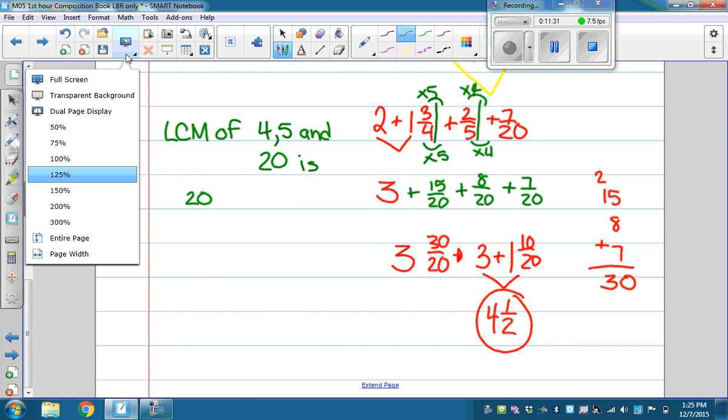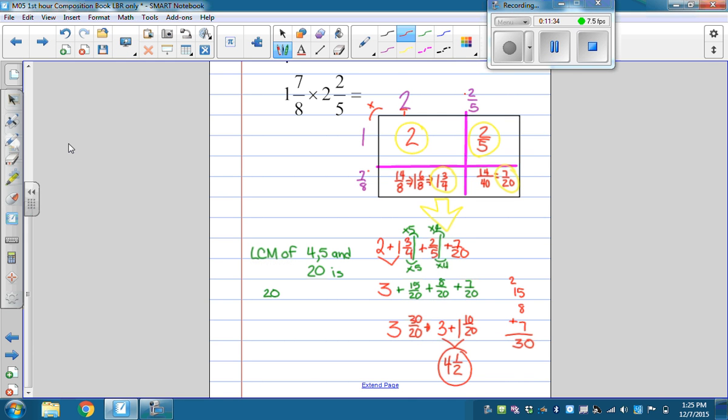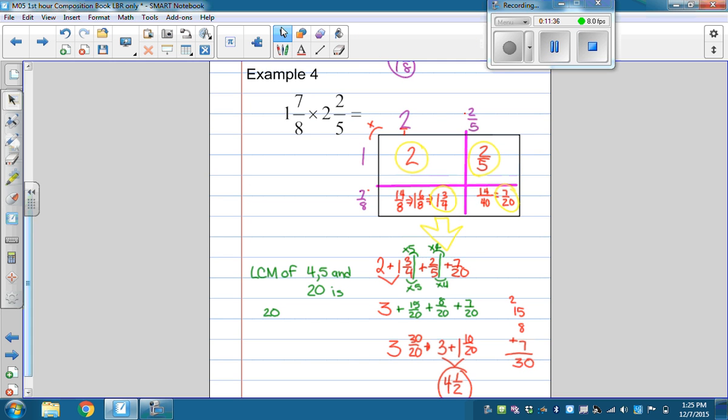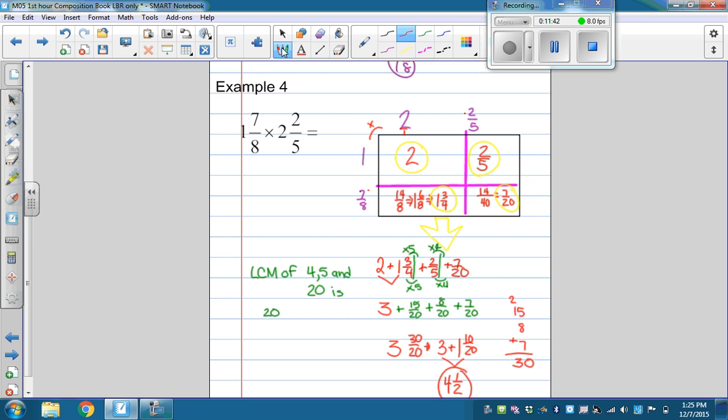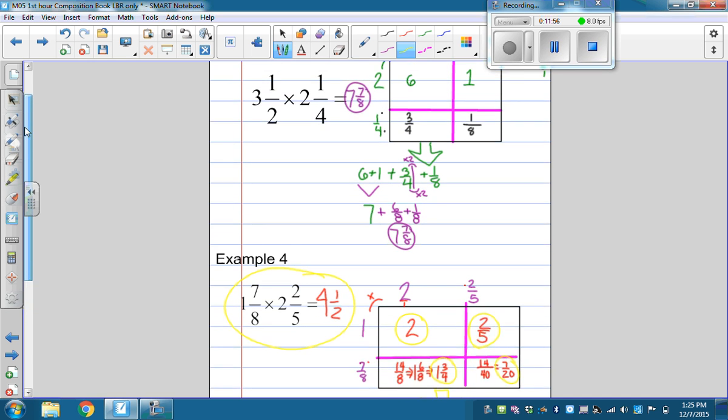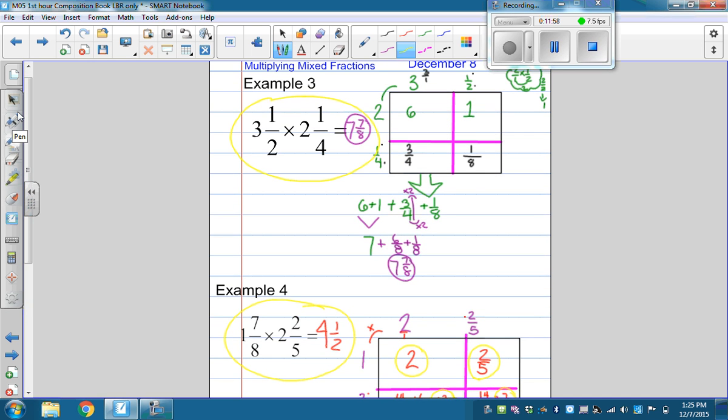So zoom out, take a look at the notes for the day. And way up here, that's a big problem that we just did, example 4. The answer is 4 and 1/2. That was example 3. On your work tonight, you will be doing just some skill practice, and you're going to be drawing an area model for each problem that you were assigned.